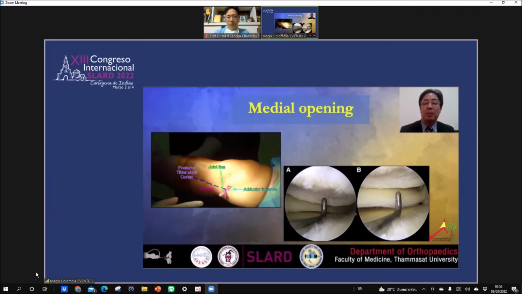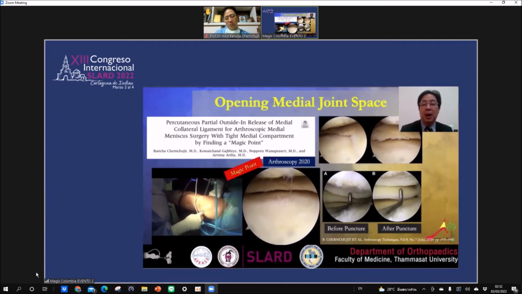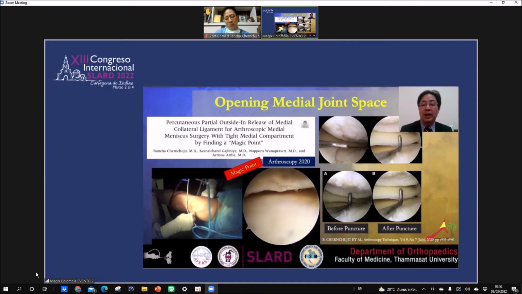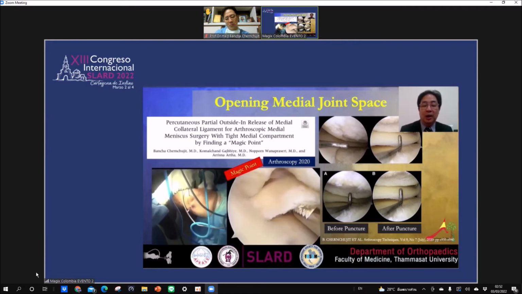This is a big problem during the surgery. I propose a technique to open the medial compartment that we call magic point release. The landmark is 1.2 centimeter above the joint line, connecting to the adductor tubercle.